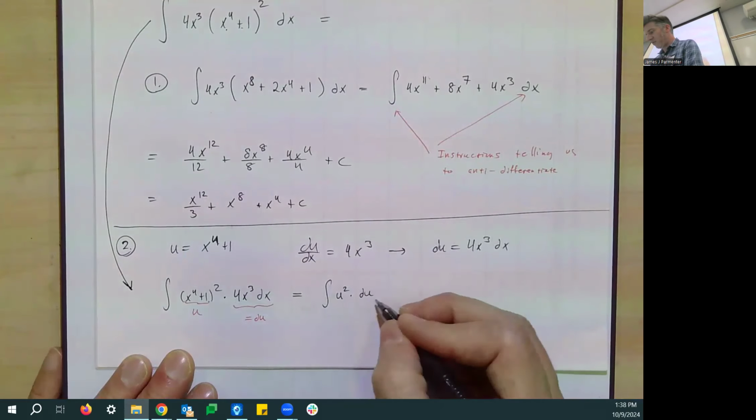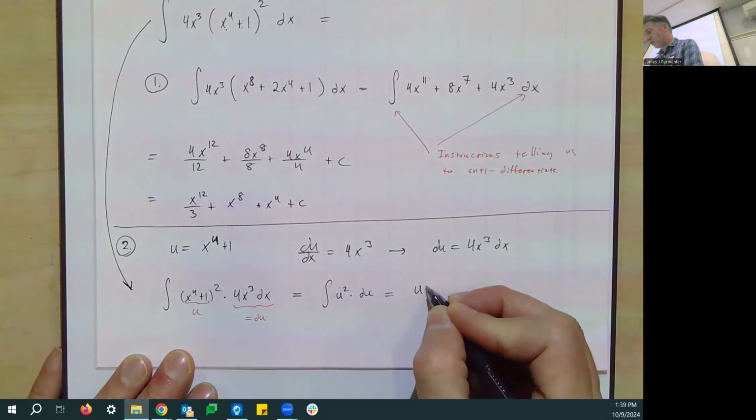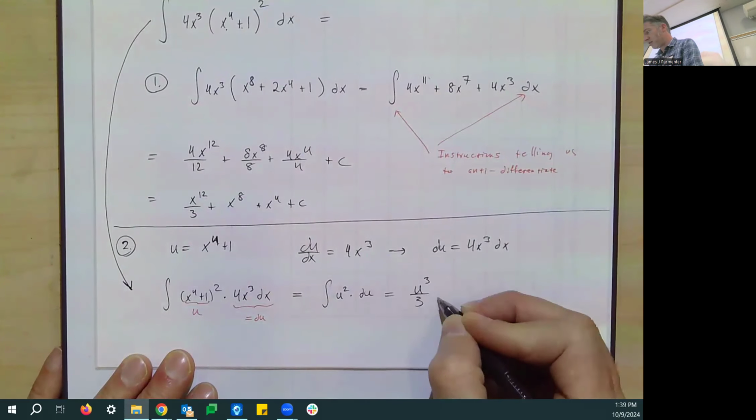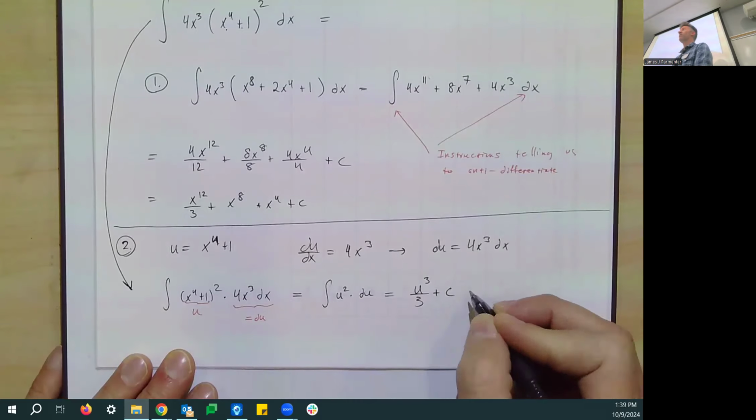The antiderivative of u to the second is u to the 3rd over 3 plus c.